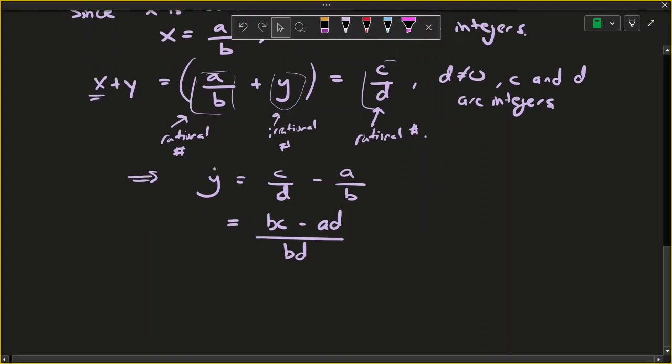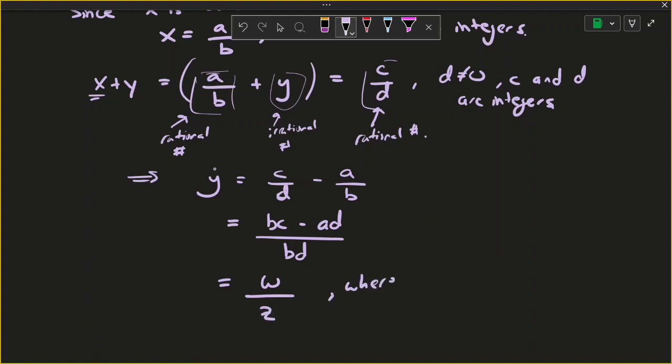But that seems a little strange since we said up here that y was irrational, but now we're getting y is equal to some fraction. And in fact, you could say, well, this is y equals, I'm running out of letters here, but we'll say w over z, where w equals bc minus ad, and z equals bd. And furthermore, we know that bd does not equal 0 since b does not equal 0 and d does not equal 0.